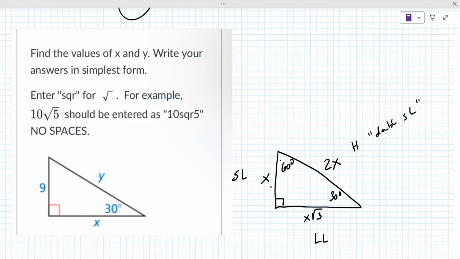Okay, so x would be 9 square root 3. Y would be 18. Yes. Okay. And very important that I just remember the special triangles, and it'll be easy. Exactly. There are no shortcuts here. You've got to know them all. There's 3. I found 3.